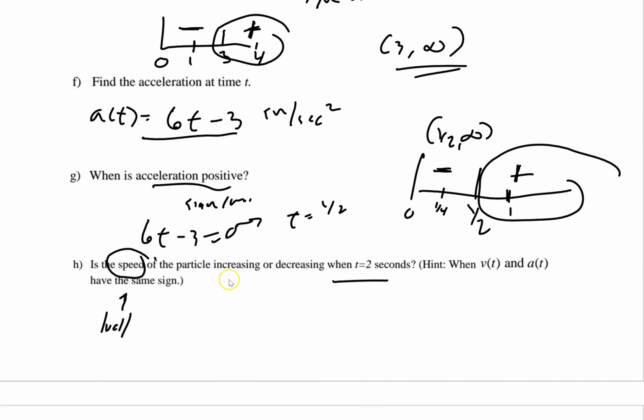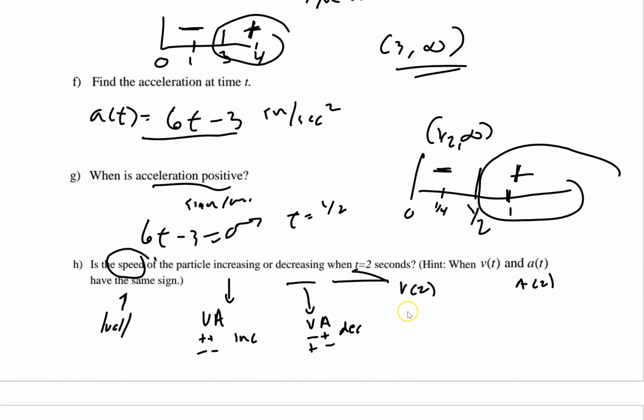Now remember, increasing and decreasing has to do with the velocity and acceleration. If they're the same sign, you increase. If they're different signs, you decrease. So one easy way to do this is to plug the value into both velocity and acceleration. If you get the same sign, it's increasing. If you got different signs, then decreasing.